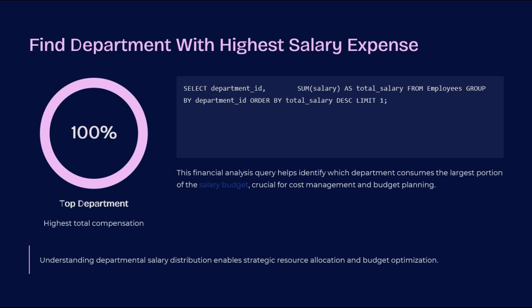Next is find department with the highest salary expense. One of the most important queries. Select department_ID, sum(salary) as total_salary from employees group by department_ID order by total_salary desc limit 1. This financial analysis query helps identify which department consumes the largest portion of the salary budget, crucial for cost management and budget planning.